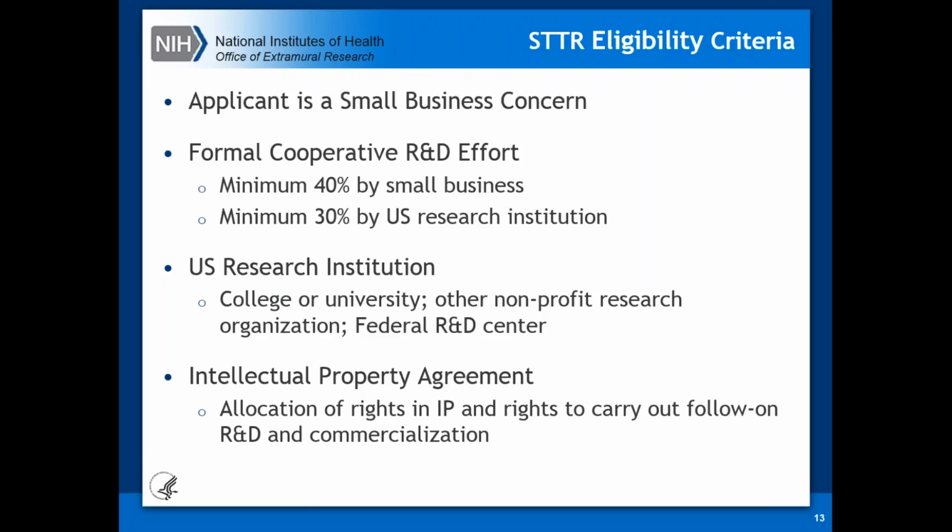One of the things under an STTR, we would expect that there's an intellectual property agreement between the small business concern and the research institution. Basically, the IP agreement addresses the allocation of rights in intellectual property and rights to carry out follow-on R&D and commercialization. In other words, to make certain that the technology that is funded under the funding award is able to move forward.